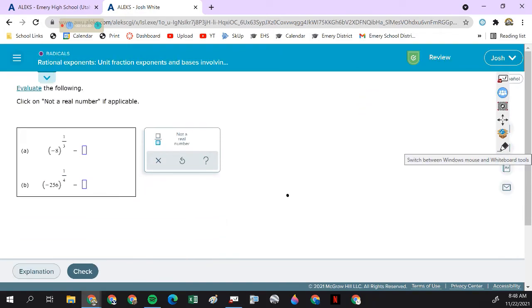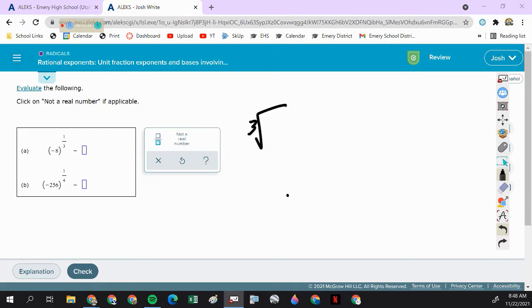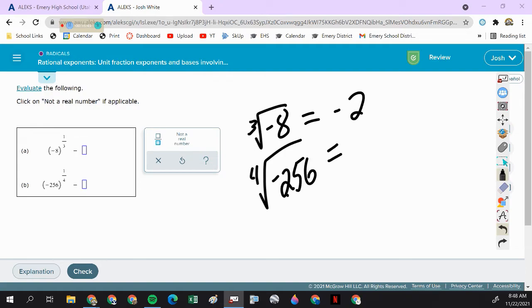Okay, same idea here, but now we just have to convert. So the first one is the third root of negative 8, which we've already said is negative 2. And then the fourth root of negative 256. The fourth root of 256 is 4, and the fourth root of a negative is i.